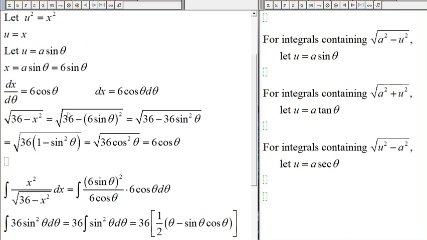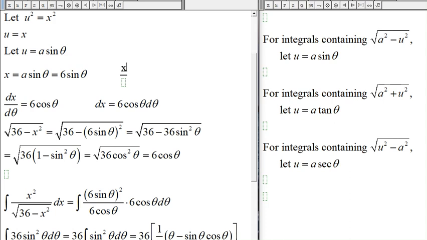And to do that, we can come back right here. If we divide both sides by 6, then we get x over 6 equal to sine of theta. And so sine of theta is x over 6. And recall the sine by definition is opposite over hypotenuse.